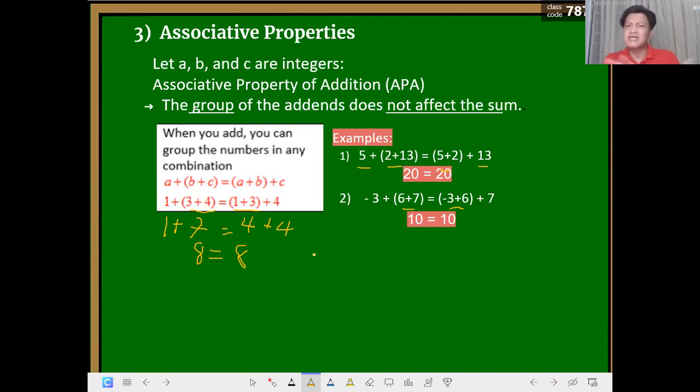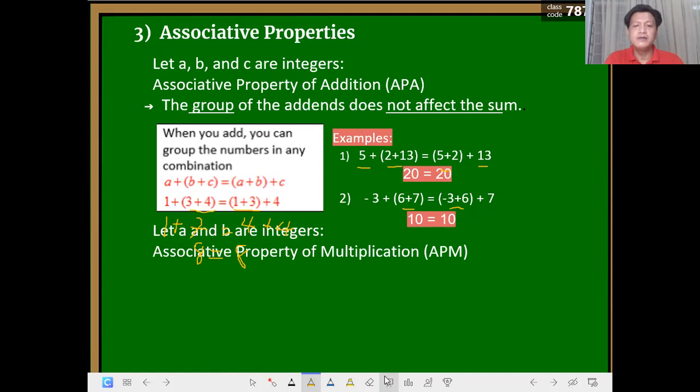Tandaan lang natin, kapag associative, merong grupo sila at yung order ng kanilang addends does not affect. Okay, so ulitin ko, hindi dapat ginagamit yung order. Pag sinabi natin associative property, the group of the addends does not affect the sum. So merong grupo dito. Okay, tandaan natin. Next, another. Sige, erase muna natin to.